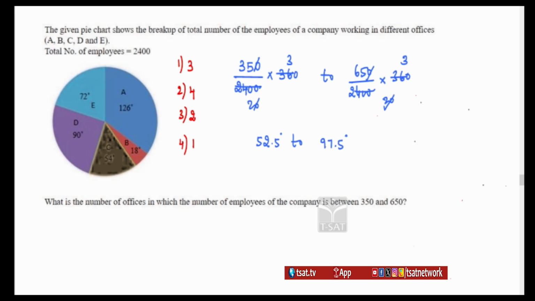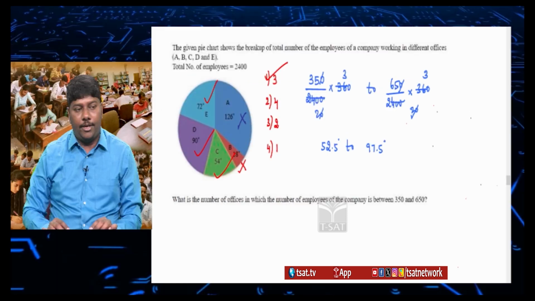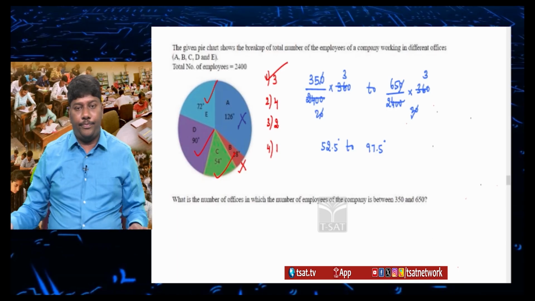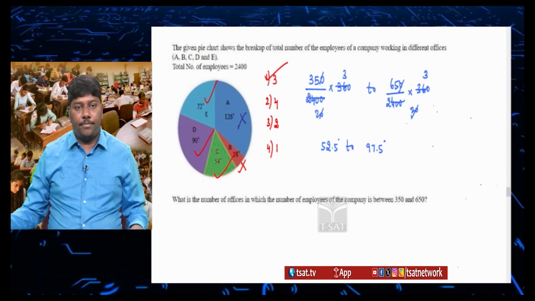Now look at how many offices, how many companies have in between 52.5 to 97.5. A is not in between, therefore A is not applicable. B is not in between. C is in between, 54, right? So 90 is also in between, E is also in between. So the answer is there are 3 companies which are in between 350 to 650. Rather than converting the companies into values, convert the values given into degrees so that it will be easy for us to do it. Look at the next one here.